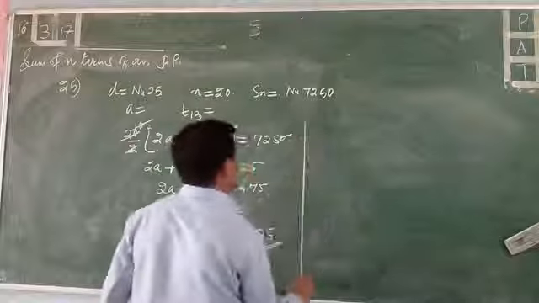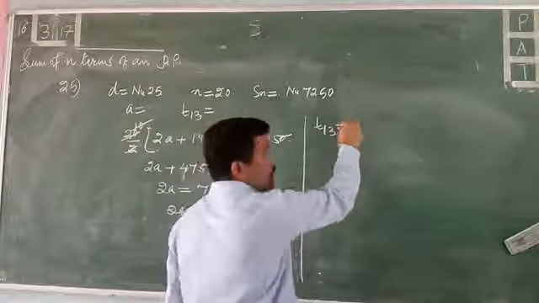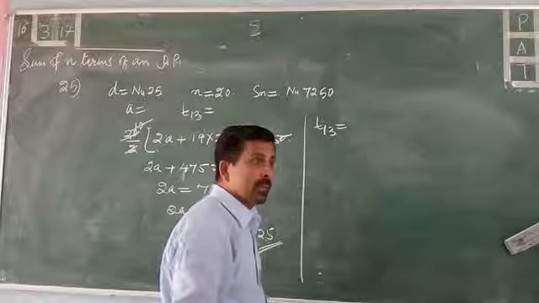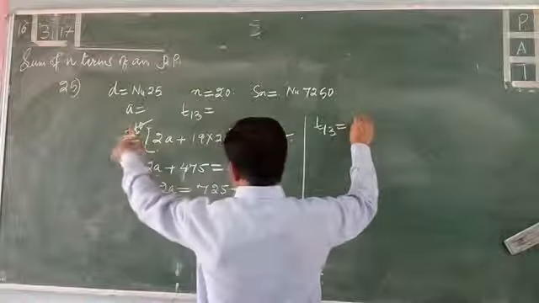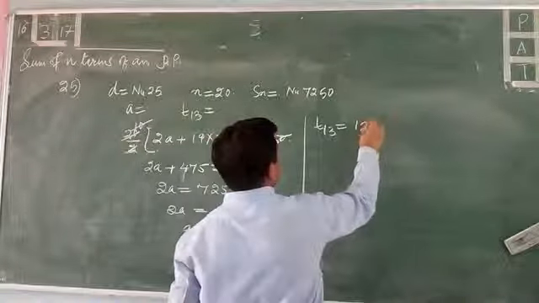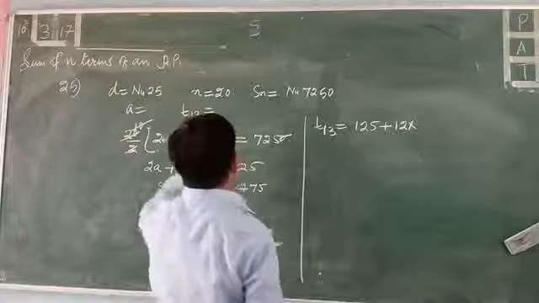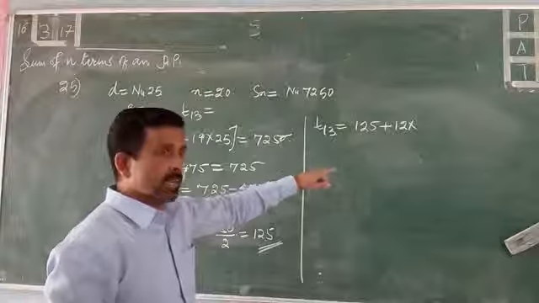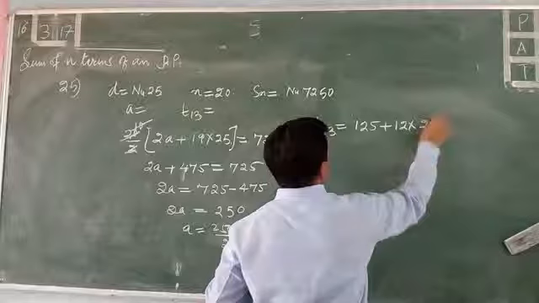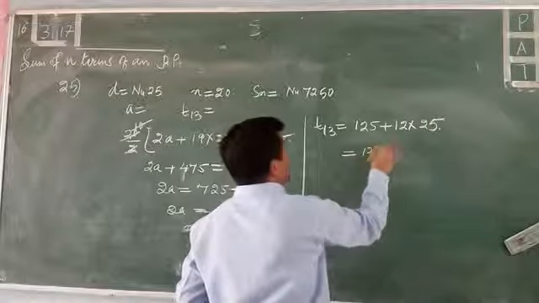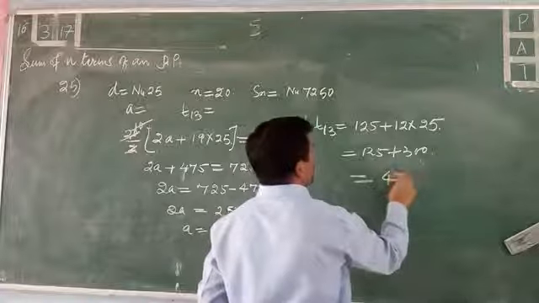And finally we will calculate the value of the certificate in the 13th year. T13 is equal to, what's the formula? A plus n minus 1 into D. So A is calculated as 125 plus 12 into D. Am I right? 12 into D, and D is 25. So this is your 125, this is 300, and so the total value is 425.